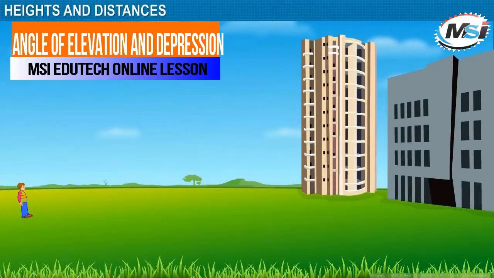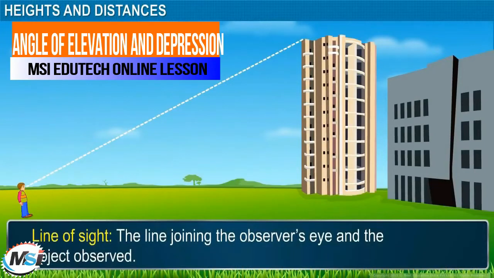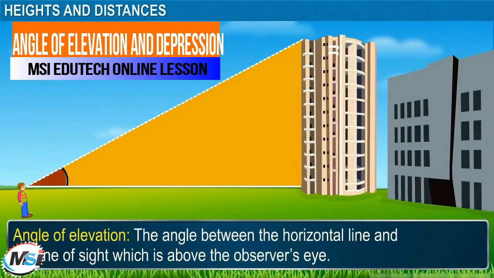Suppose an observer is looking at the top of a tower. The line joining that object and the eye of the observer is called the line of sight. The angle between the horizontal line and the line of sight, which is above the observer's eye, is called the angle of elevation.